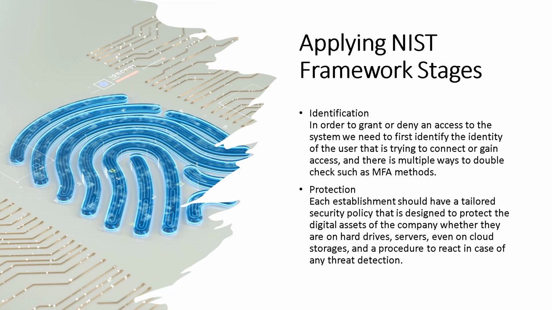Applying the NIST framework stages starts with identification, as we mentioned before. In order to grant or deny any access to the system, we need to first identify the identity of the user that's trying to connect or gain access. And there are multiple ways to double check, such as MFA, the multi-factor authentication method.